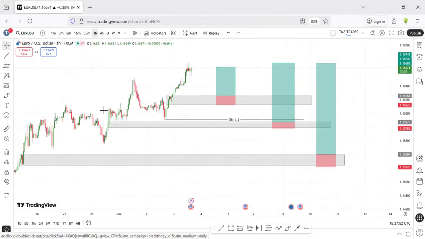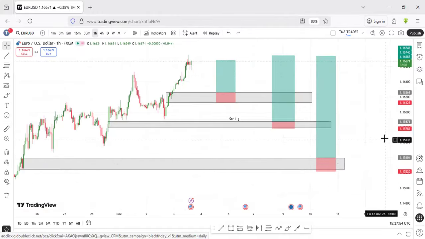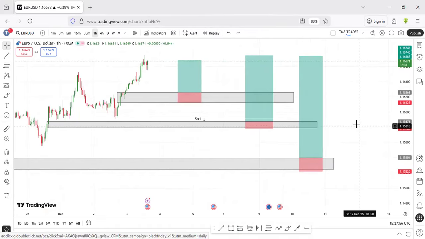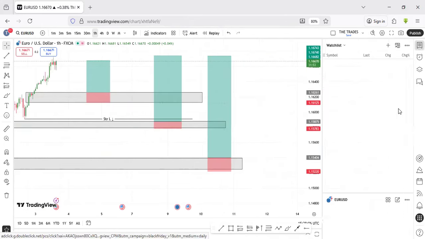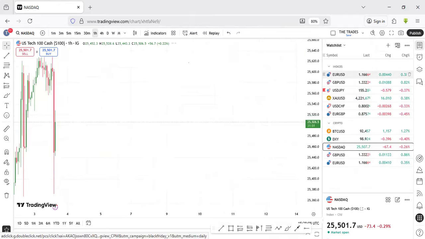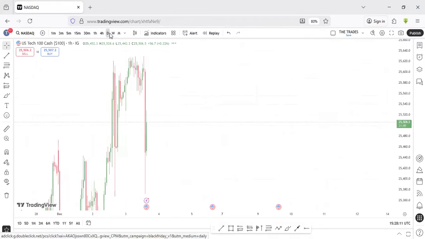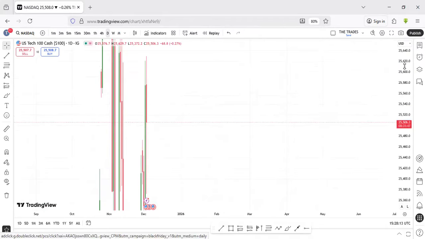So on EURUSD, these are the setups that I am looking for. Remember, trading is reactive and not predictive. So depending on your entry model, you can actually maximize your chance of winning. Now, lastly, I have NASDAQ. Now let's go to daily and see what NASDAQ is doing.